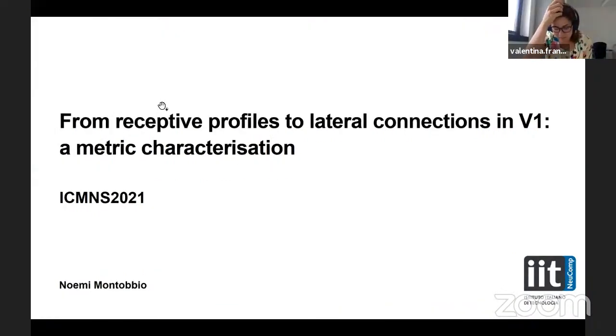Yes, perfect. Okay. So the next speaker is Noemi Montobbio, who will talk about from receptive profiles to lateral connections in V1, geometric characterization. So the stage is yours.